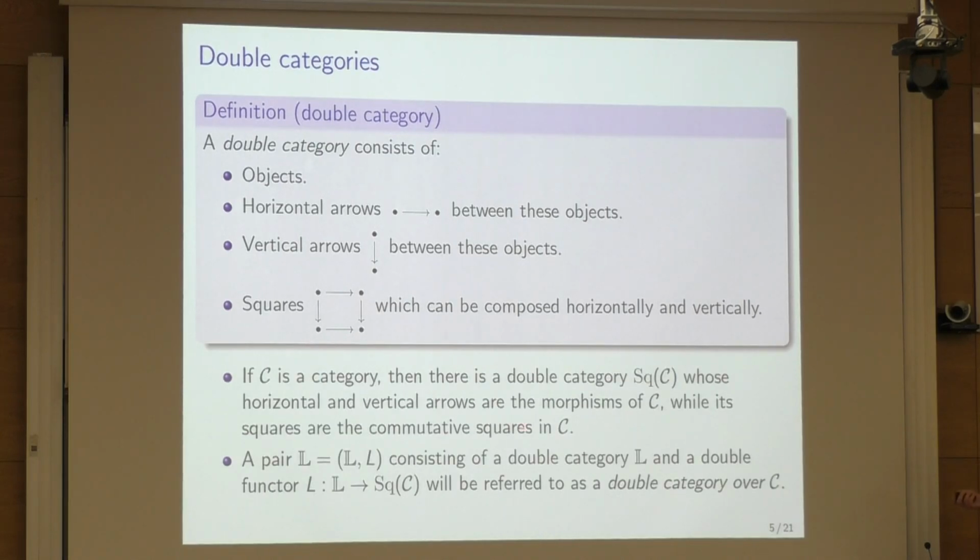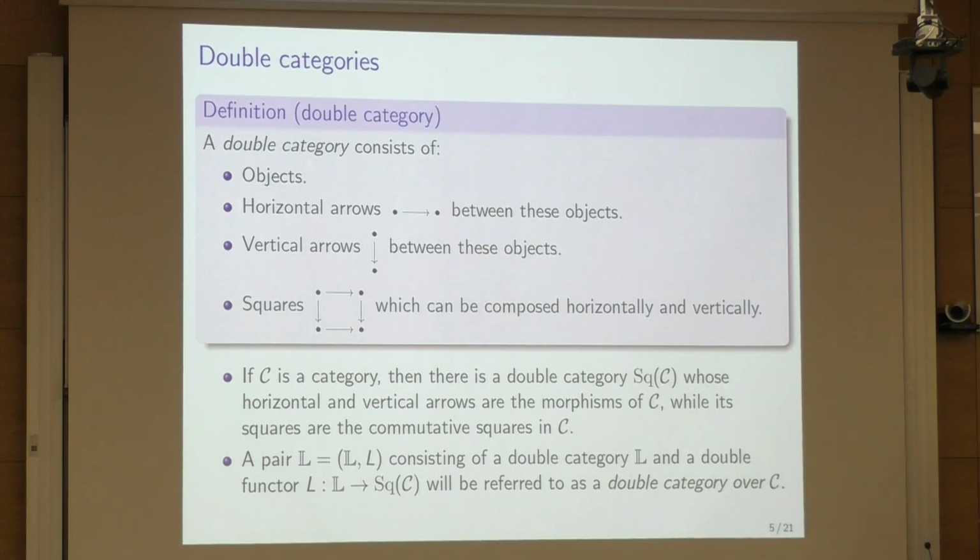There's one very canonical example. If I give you a category C, I can take the objects of C, then take for both the horizontal and vertical arrows the arrows in C, and the commutative squares in C to be the squares, and I get a double category, which I will write like this. And I will say that a double category L is a double category over C if it comes equipped with a double functor from this double category to the double category of squares in C.